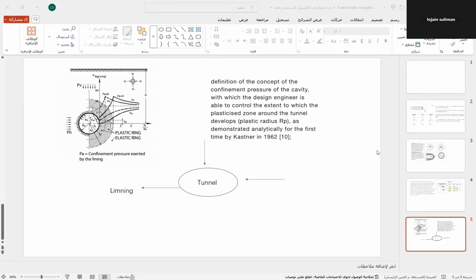Hello everyone. Today we will explain a very important concept about what the lining does for the tunnel.